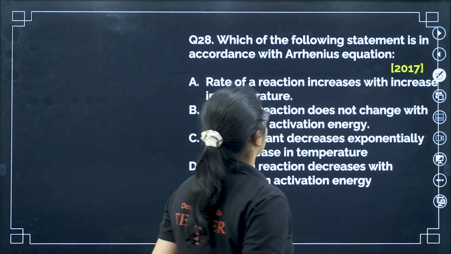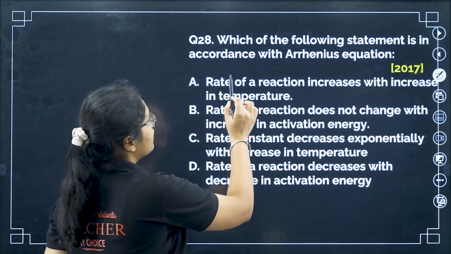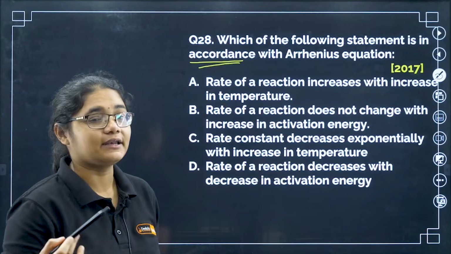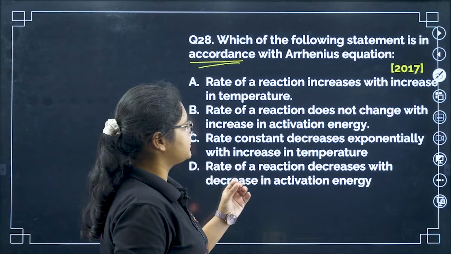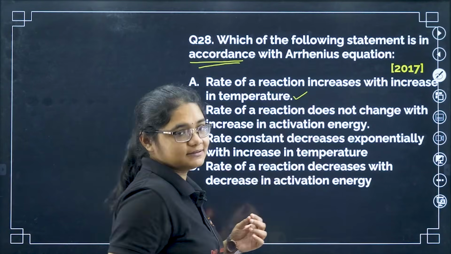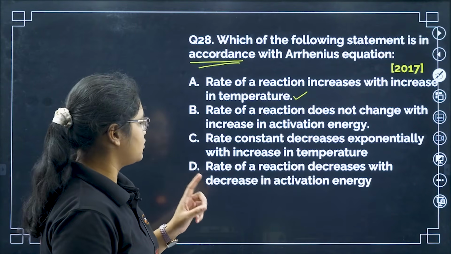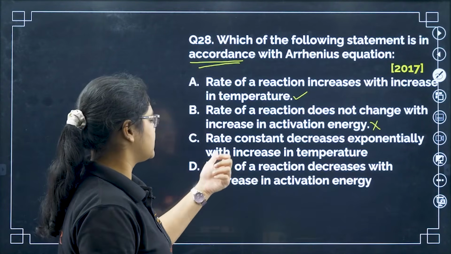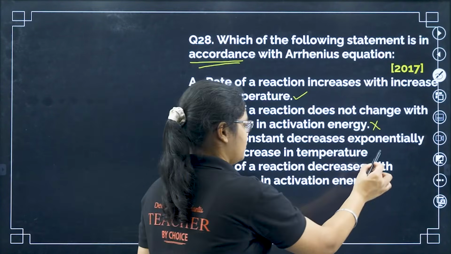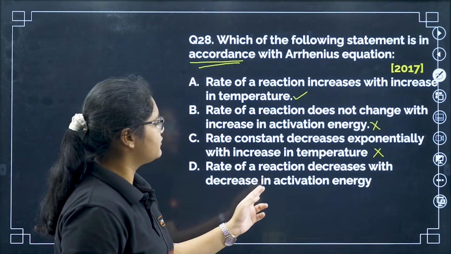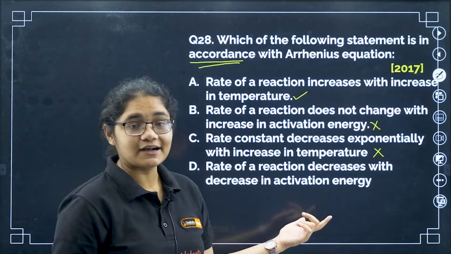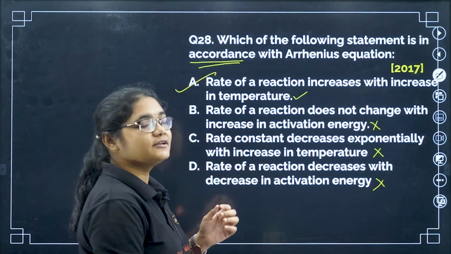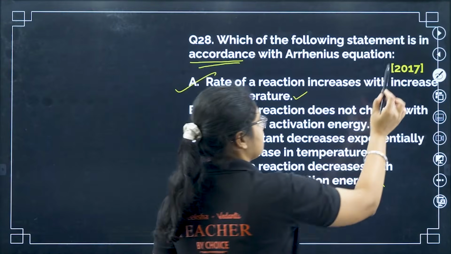Next, question number 28. Which of the following statements is in accordance, means it is true, with respect to the Arrhenius equation? The rate of the reaction increases with the increase in temperature. Yes, that is correct. The rate of reaction does not change with the increase in activation energy? It changes. Rate constant decreases exponentially with the increase in temperature? No, it increases. The rate of a reaction decreases with the decrease in activation energy? No, the rate of the reaction increases with the decrease in activation energy. So the first statement is the correct statement.